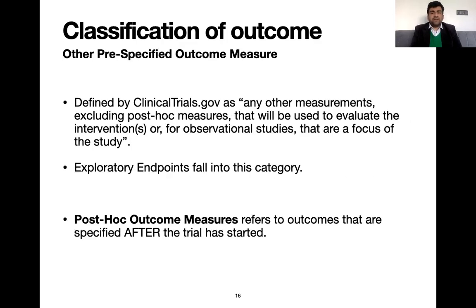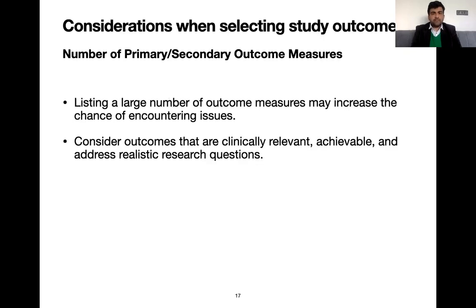Other pre-specified outcome measures are defined as any other measurements, excluding post hoc measures, that will be used to evaluate the interventions or, for observational studies, that are a focus of the study. Exploratory endpoints fall into this category. Post hoc outcome measures refers to outcomes that are specified after the trial has started.